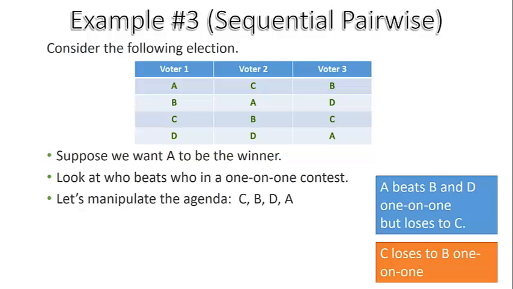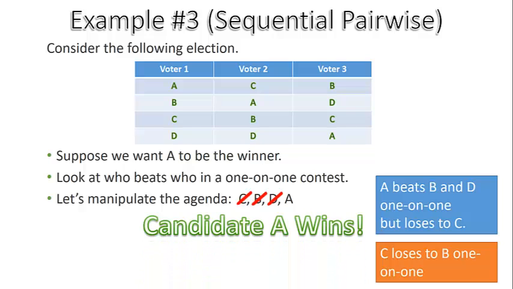All right, so if we do that, we start with candidate C versus B. B will win, so C is eliminated. B will move on to take on D. B will win, so D is eliminated. And then B will lastly take on A. But A can beat B one-on-one, and therefore we were able to make it so that candidate A wins.